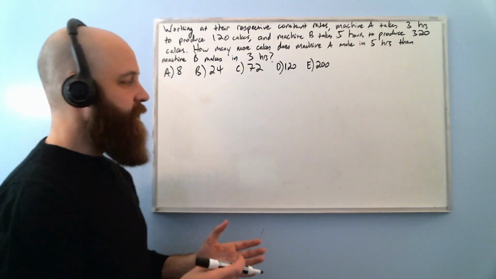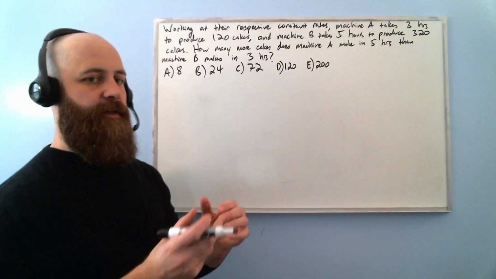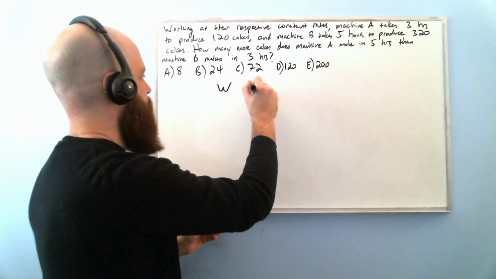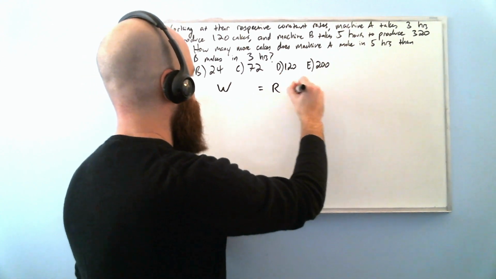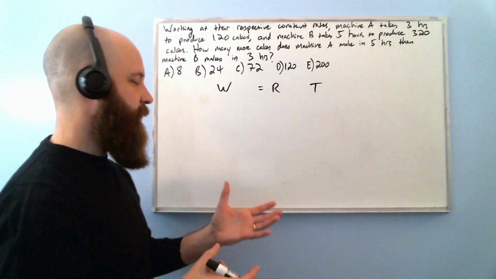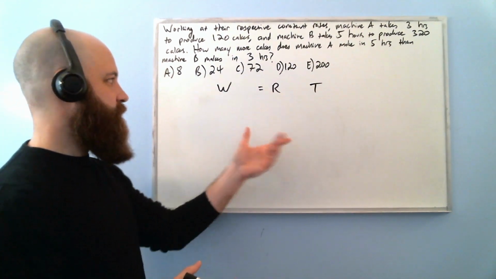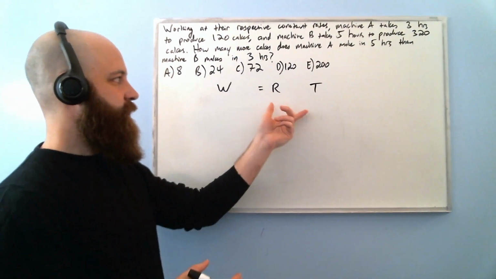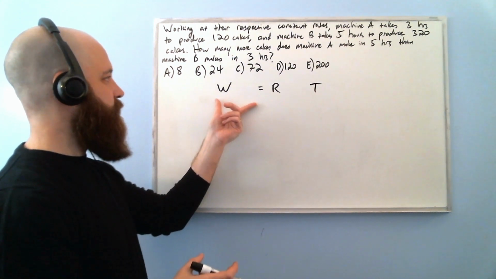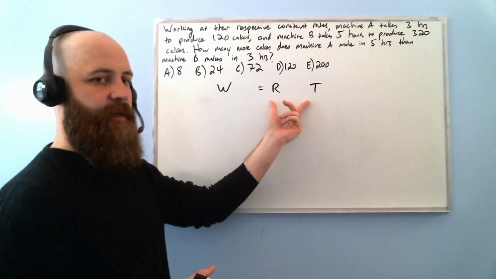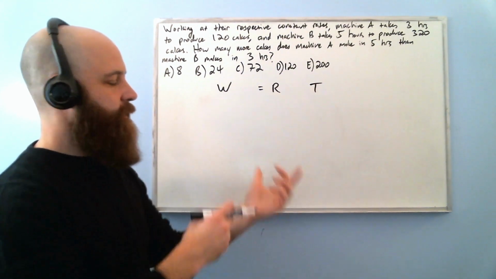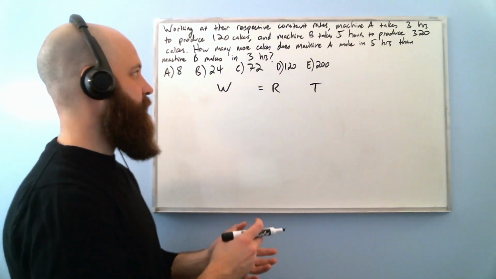Okay, so I have machines working at different rates, producing different amounts of objects. So the equation that comes to mind is work equals rate times time. Notice, very similar to distance equals rate times time, except instead of trains traveling a certain distance, you have machines making a certain number of products. So work is the number of products being made. Rate, instead of being miles per hour or kilometers per minute, is going to be the number of products produced in a certain amount of time.